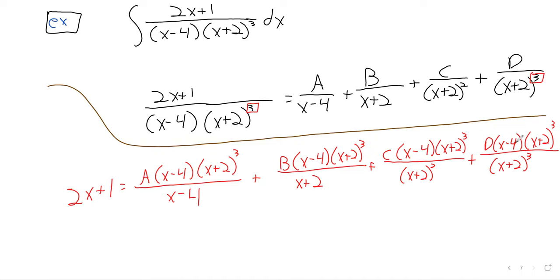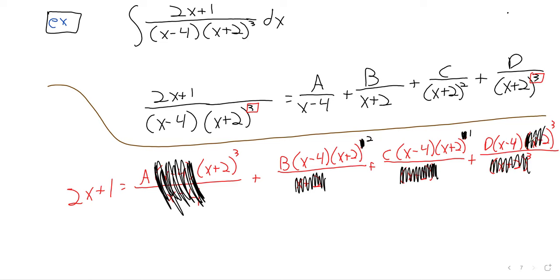And for space reasons, I'm going to do cancellation via scribbling instead of writing it all over again. That x minus 4 and that x minus 4 will go away. This x plus 2 will cancel one of those x plus 2s, leaving us with 2 remaining. This x plus 2 squared will cancel 2 of those x plus 2s, leaving us with 1 remaining. And this x plus 2 cubed will get rid of all of the x plus 2s, leaving us only with the x minus 4.